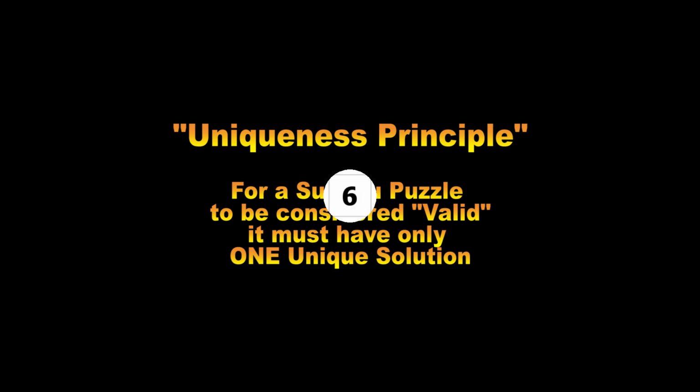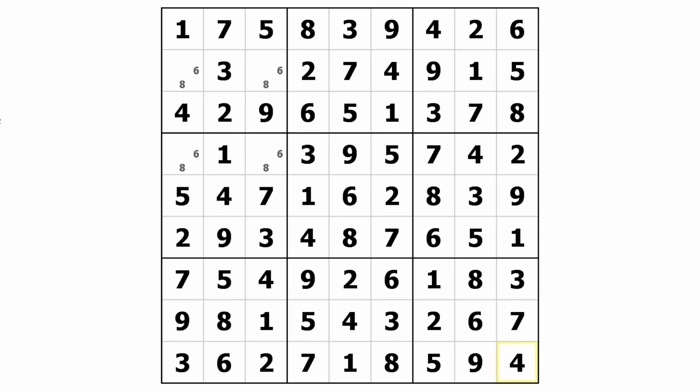Consider this puzzle. If you saw this configuration, you would know immediately that this is an invalid puzzle. Why? Because you could solve this position two different ways, and neither way would violate the basic rules of Sudoku, but they would violate the one unique solution requirement, i.e. they would violate the uniqueness principle. This puzzle could be solved like this with the 2 8s here and the 2 6s here. Or it could be solved with the 2 6s here and the 2 8s here.